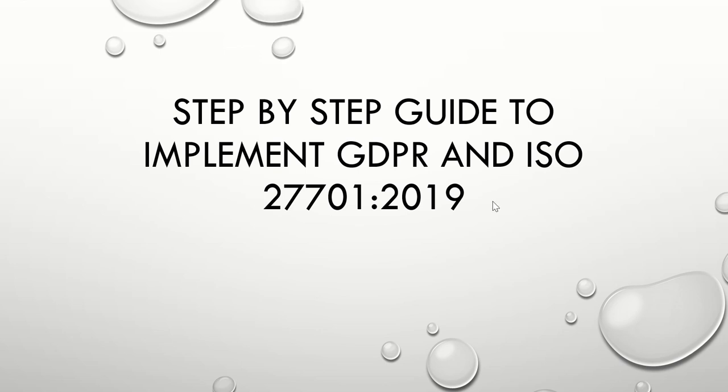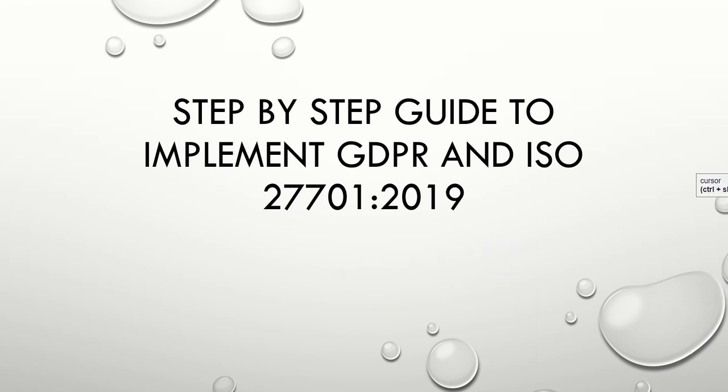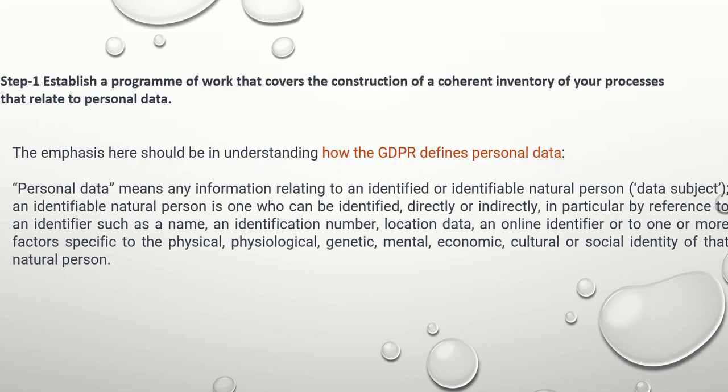Hi. In today's video, we are going to discuss the implementation approach for GDPR, that is General Data Protection Regulation, and ISO 27701, that is for the Privacy Information Management System, PIMS. So today we are going to discuss how we can implement GDPR within the organization and what would be our approach to implement ISO 27701 within the organization.